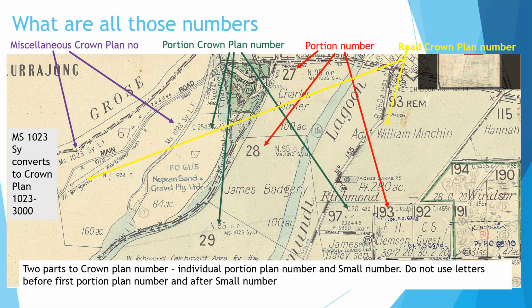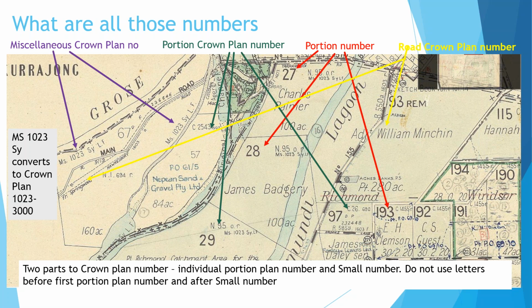But along with those portion numbers, you also get the Crown Plan number for the portion. So for James Daly, portion 97, the Crown Plan number is 26-690. Now, for some of these, we only get the first number. So for E.H. Clemson, portion 193, we've only got 1455. Now, the letter in front of the numbers usually stands for the county. So all of these you'll see, most of them, are C, standing for Cumberland. Occasionally, for portions 28 and 29, you've got N, which is probably going to stand for Nepean, and that suggests that it's actually a very old grant. But where you've only got one number, you need a second number, generally known as the small number, and I'll tell you in a minute where you may be able to find that.